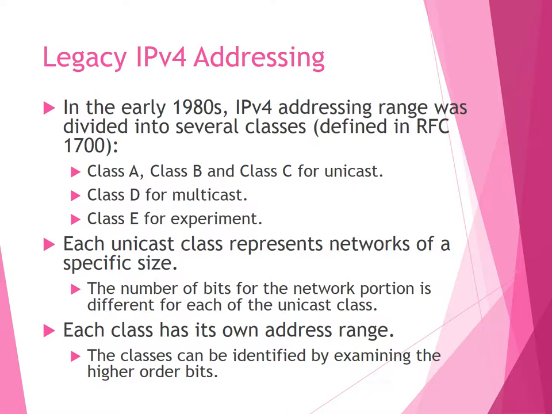Legacy IPv4 addressing. In the early 1980s, the IPv4 addressing range was divided into several classes defined in RFC 1700. Classes A, B, and C are for unicast, class D for multicast, and class E for experimental. Each unicast class represents a network of a specific size. The number of bits for the network portion is different for each unicast class. Each class has its own address range. Classes can be identified by examining the higher order bits.